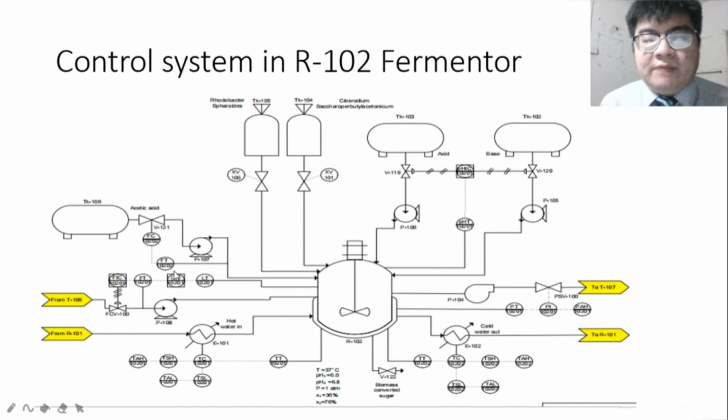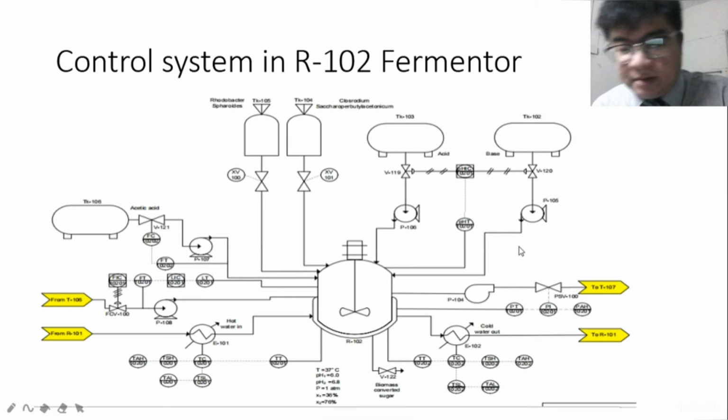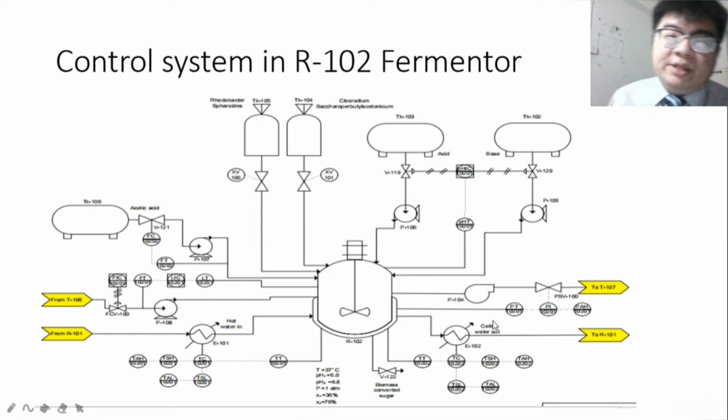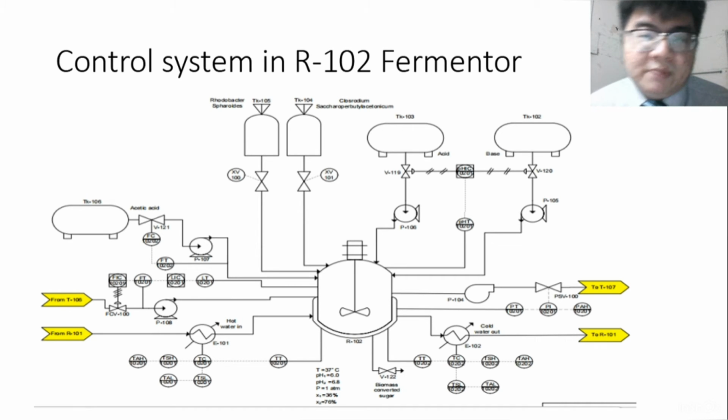The next control objective is to control the temperature. Here, both sides of the fermenter. For the safety strategy, an emergency alarm is installed on both sides to alert the operator if the temperature of the fermenter is too low or too high, lower than 37 or higher than 37 degrees Celsius.